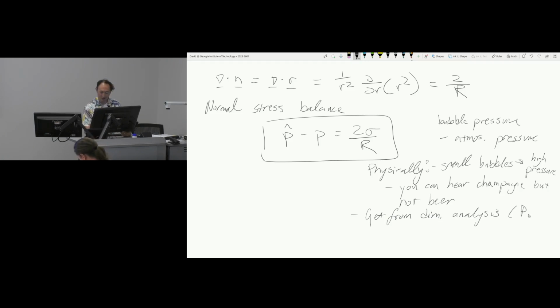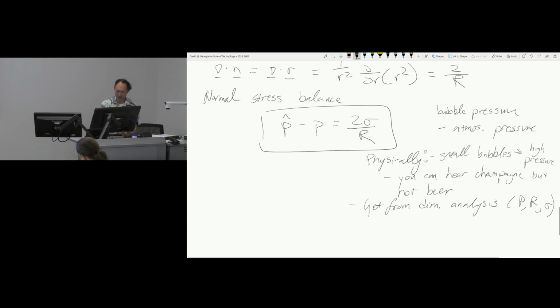With a system with P, R, and sigma, the only possible relation between these is sigma over R. But that factor of 2 can only be found by doing the calculus, considering this jump. So your homework problem actually uses the tangential stress balance.